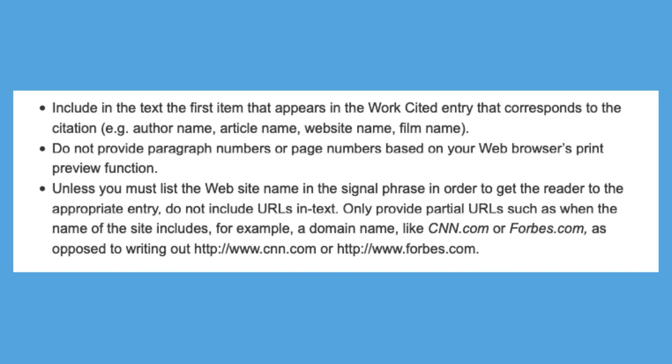Here's the official rule from Purdue.com. Include in the text the first item that appears in the Works Cited entry that corresponds to the citation: author name, article name, website name, film name. Do not provide paragraph numbers or page numbers, and unless you must list the website name in its original phrase to get the reader to the appropriate entry, do not put URLs in text. Keep them the short version.